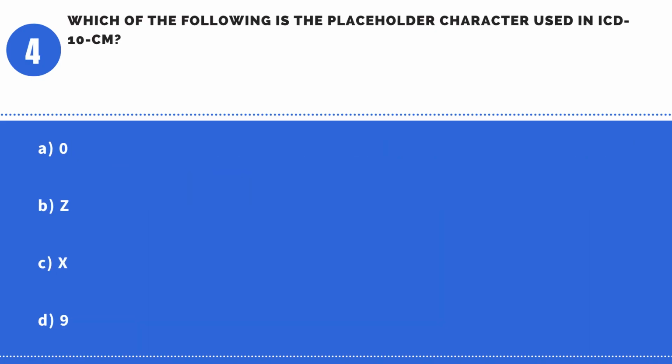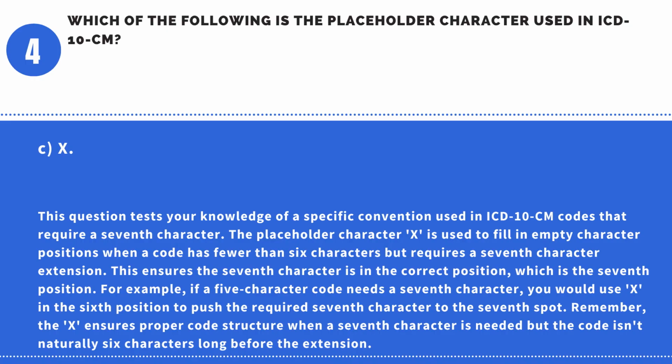Question 4. Which of the following is the placeholder character used in ICD-10-CM? A. 0. B. Z. C. X. D. 9. Answer: C. X. This question tests your knowledge of a specific convention used in ICD-10-CM codes that require a seventh character. The placeholder character X is used to fill in empty character positions when a code has fewer than 6 characters but requires a seventh character extension.